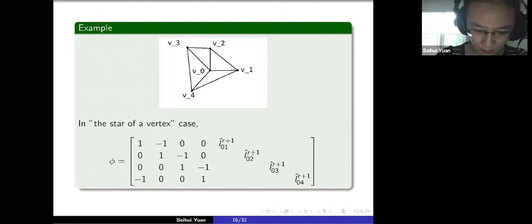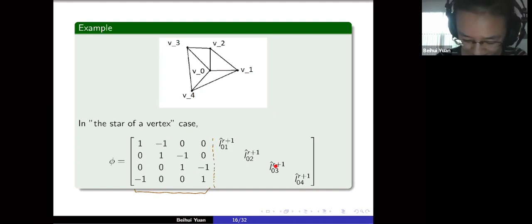Again, let's use this example to show what this map is like. In this example, you will see the second differential is this part. It's like this. And we have 4 boundaries here. And so we have these linear forms to the r+1s on the boundary, on the diagonal.